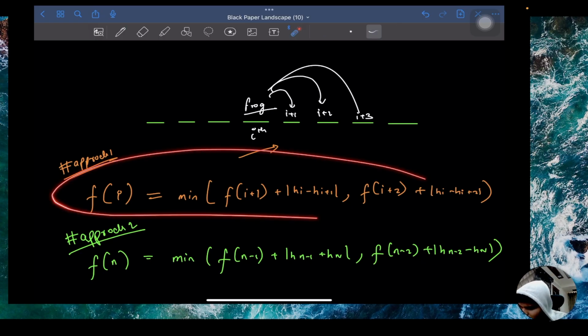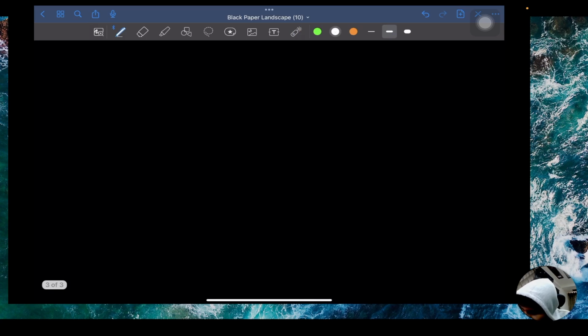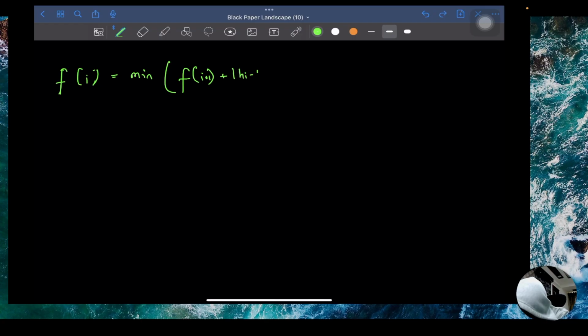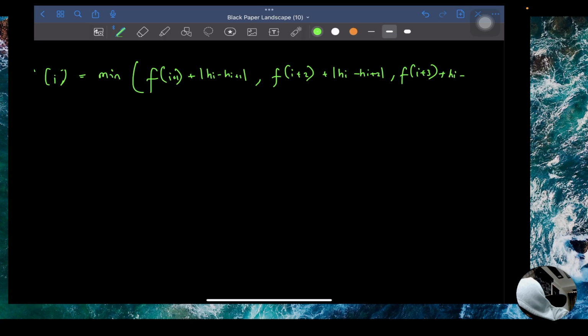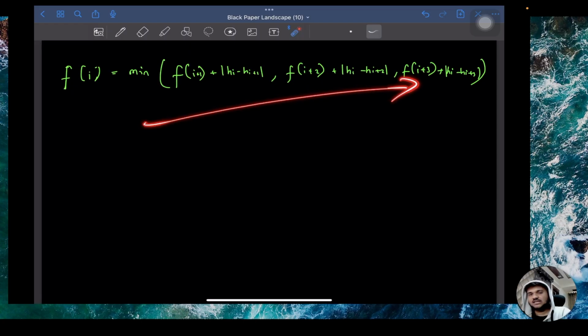You can see it with respect to just the first one, right? If I change that, then your relation will be something like f of I, which denotes the minimum cost to reach from the ith stone to the nth stone, will be equal to minimum of f of I plus 1 plus hi minus hi plus 1, comma f of I plus 2 plus hi minus hi plus 2, comma f of I plus 3 plus hi minus hi plus 3, right? You will change your relation just like this, right?